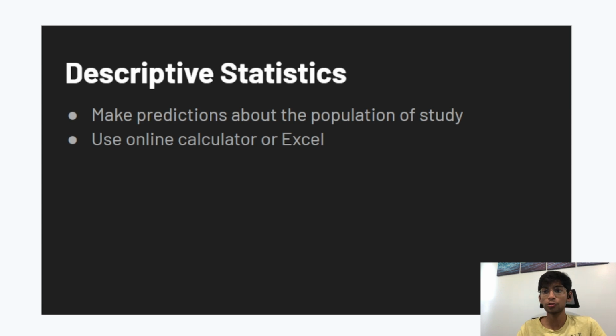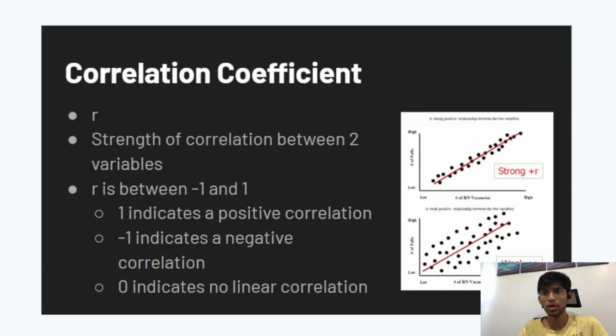And then we have inferential statistics, which is used to make predictions about the population being studied. However, this isn't something that's easily calculable, and you won't be able to use Google Sheets for it. So you want to use an external online calculator or Excel, which we'll cover shortly. So our first variable in inferential statistics is R, which is the correlation coefficient.